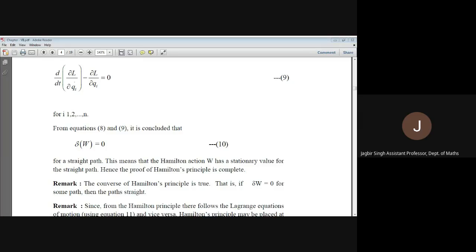One thing, that its converse is also true. Means if the variation is 0, then the path will be a straight line path.